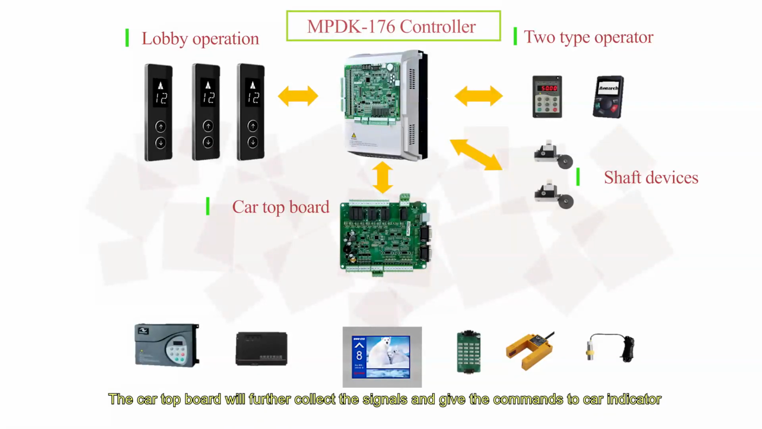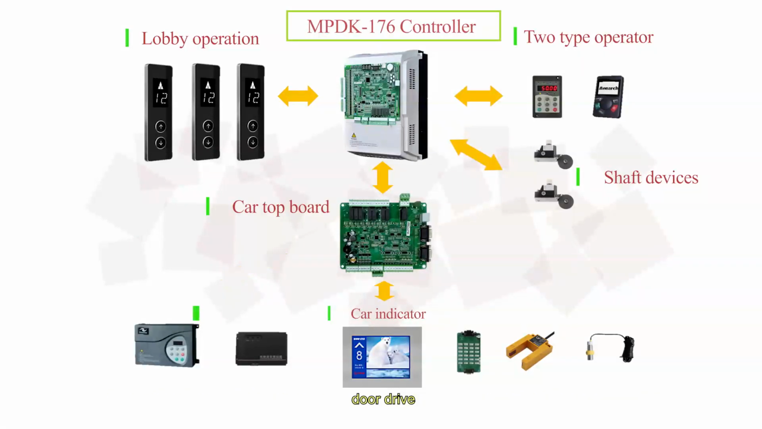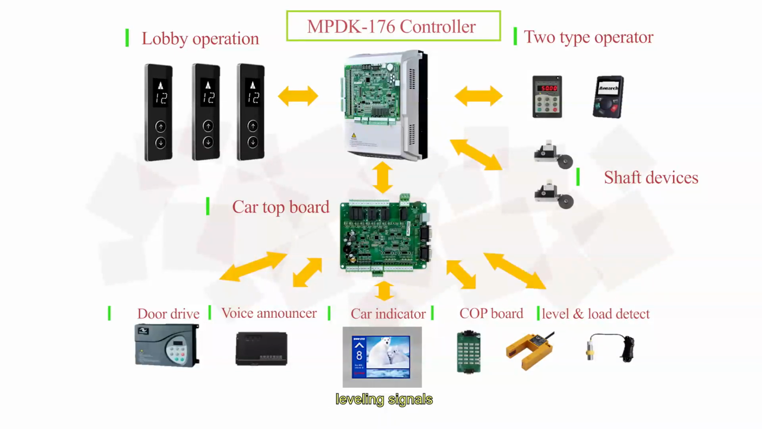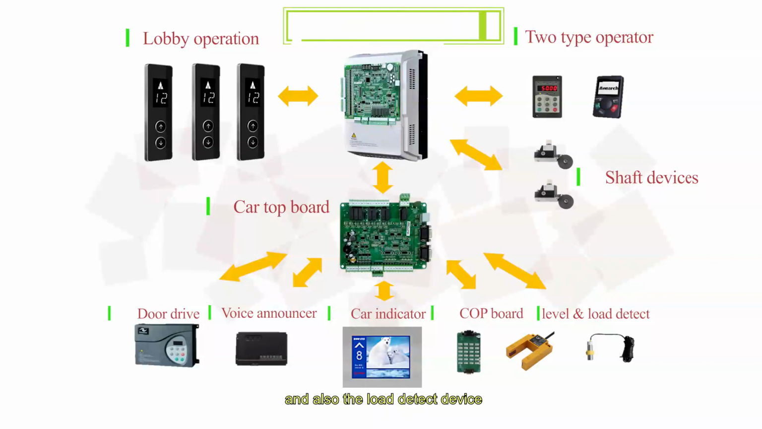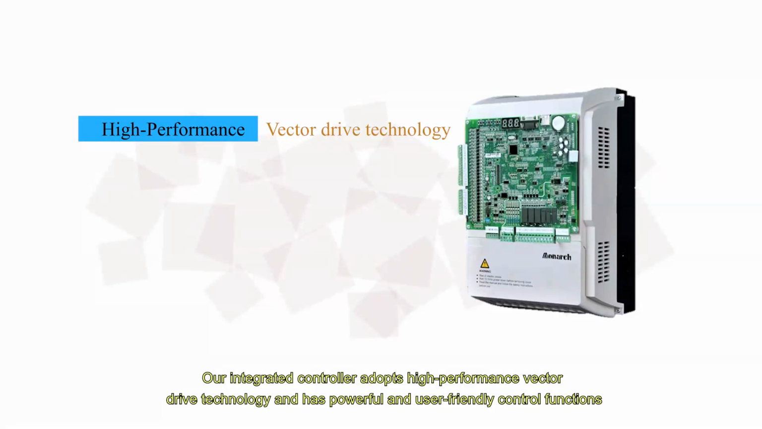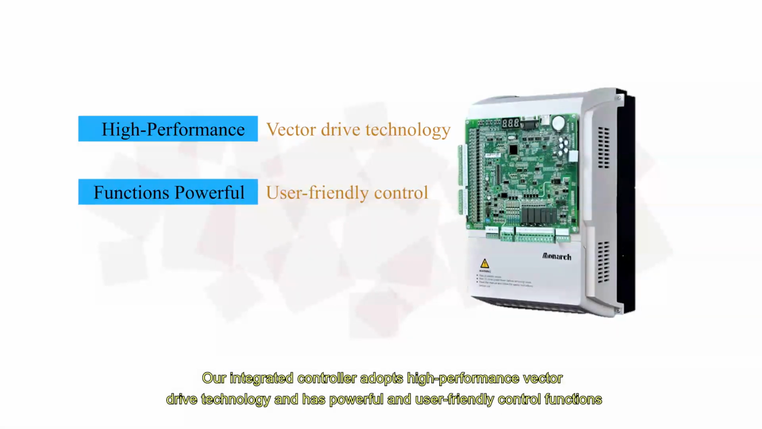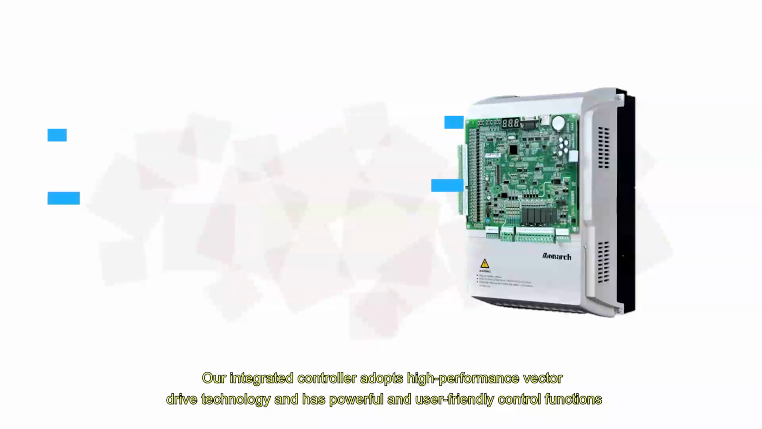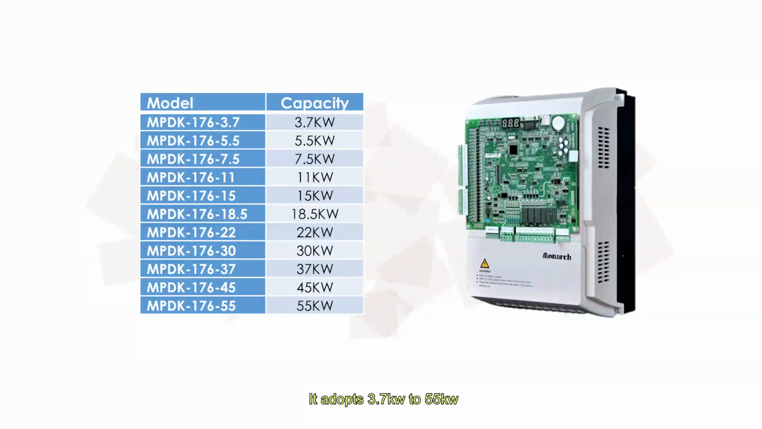The car top board will further collect the signals and give the commands to the car indicator, door drive, voice announcer, car operation board, leveling signals, and also the load detect device. Our integrated controller adopts high-performance vector drive technology and has powerful and user-friendly control functions. It covers 3.7 kilowatts to 55 kilowatts.